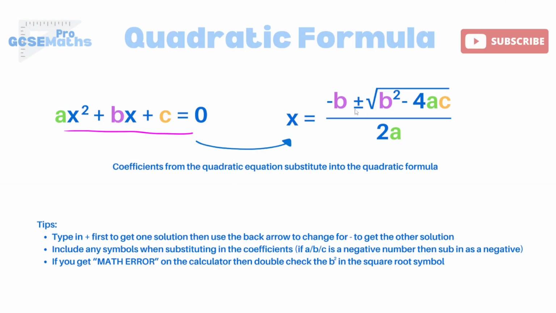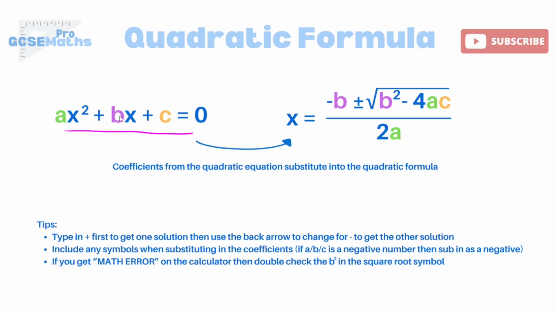Now the plus minus is there because with quadratics we always get 2 solutions, don't we? Think about factorising. There's 2 brackets, 2 solutions. So you're going to substitute it in, and the first time in your calculator you're going to put plus, write down your answer, and then if you just go back with your back arrow on your calculator, put minus instead, there's your second solution. So don't forget the plus or minus. So that's one of my tips.